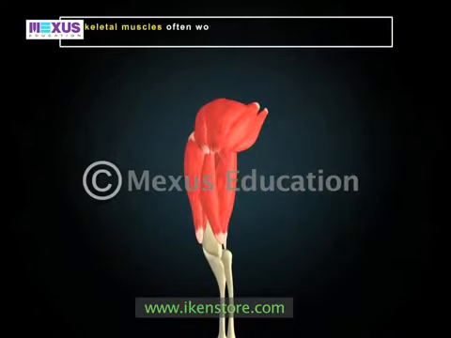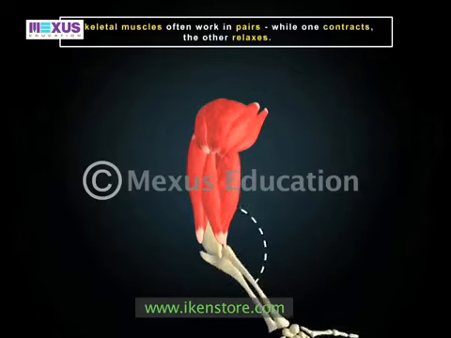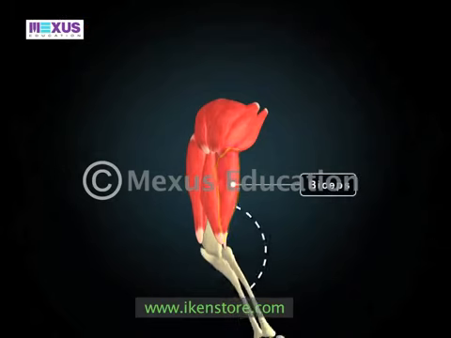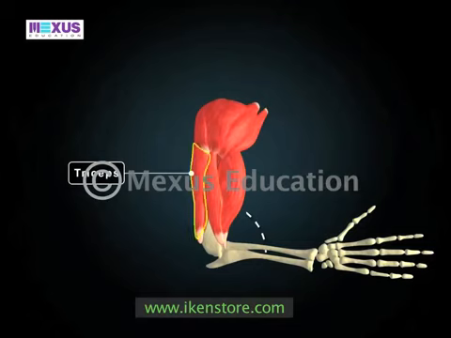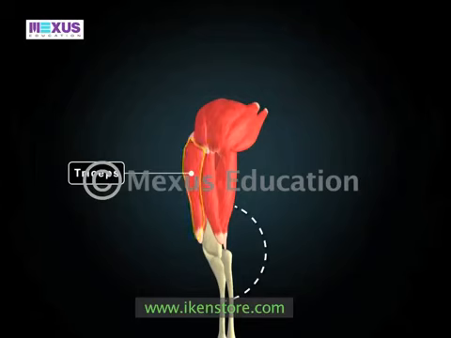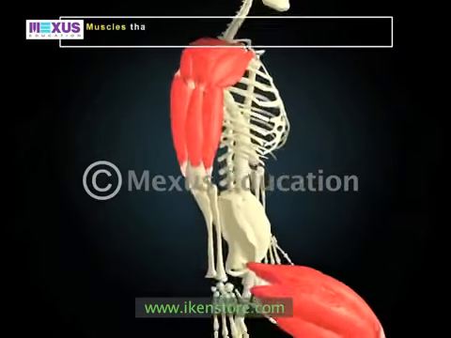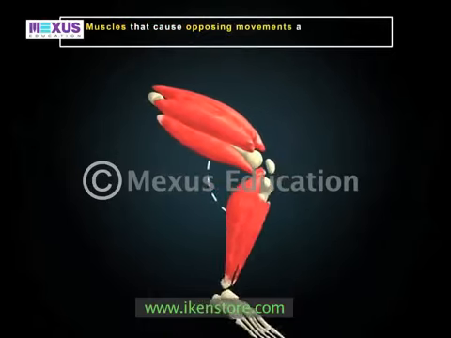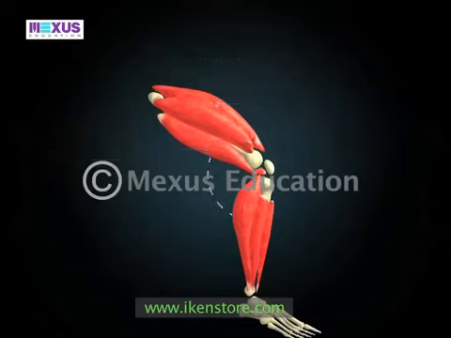Skeletal muscles often work in pairs. While one contracts, the other relaxes. For example, the bicep muscle in the upper arm contracts when the lower arm is raised up. At this time, the tricep muscle relaxes. To straighten the arm out again, the triceps muscle contracts while the bicep muscle relaxes. Such muscles that cause opposing movements are known as antagonistic muscles. They are found in the thigh as well.